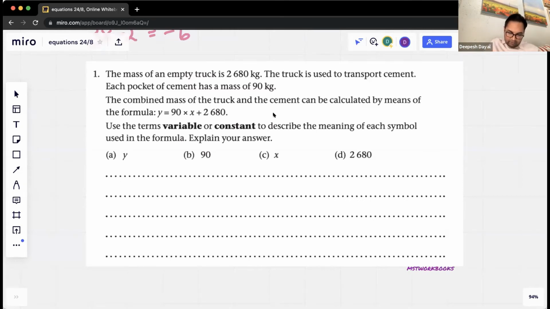Okay, so we've got y is a variable. So y is a variable, and it represents the combined mass of the truck and cement.